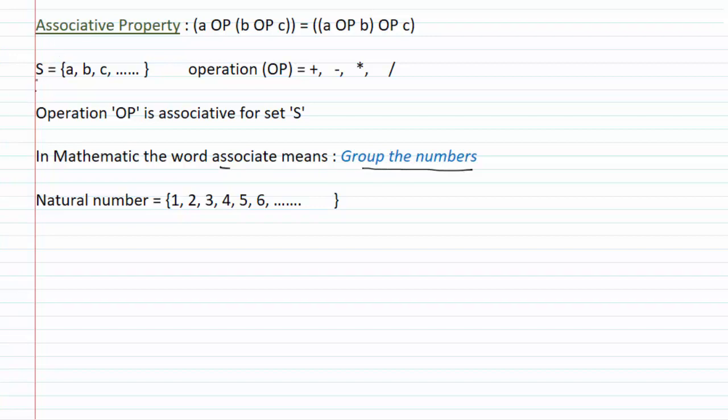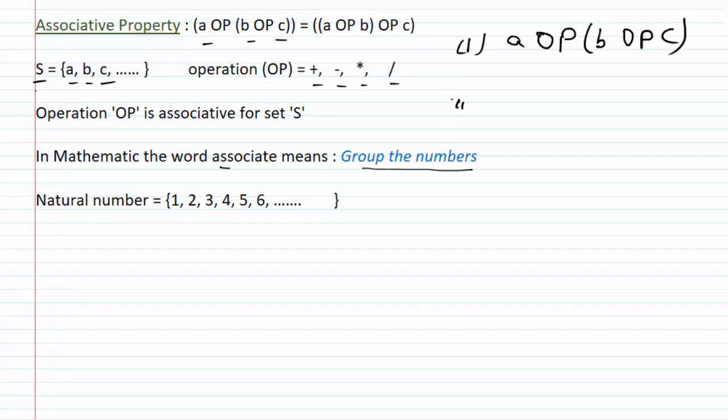So as per the associative property, if you are given a set S having elements A, B, C, and you are performing an operation, it can be addition, subtraction, multiplication or division, on the elements A, B and C, such that in the first case you are grouping the elements B and C and then performing the operation, and in the second case you are grouping the elements A and B and then performing the operation, and in both cases if you get the same result, then we say that operation OP is associative for set S.